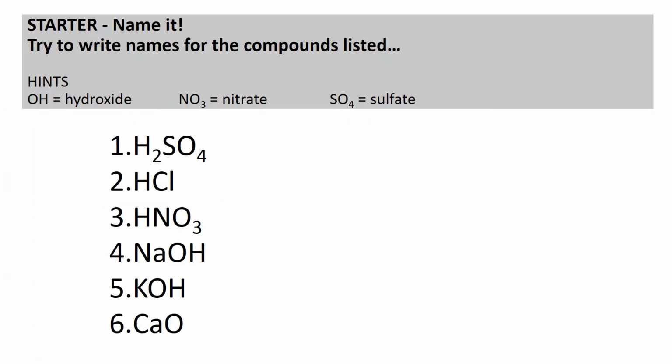First things first, I'd like you to have a go at this little starter to get warmed up for some learning. There are 6 compounds listed. Please can you have a go at naming these compounds. As some hints, OH is hydroxide, NO3 is nitrate, and SO4 is sulfate. Have a go at these 6 compounds here. Please pause the video, write it out in your exercise book, and you can unpause it and we'll run through the answers.